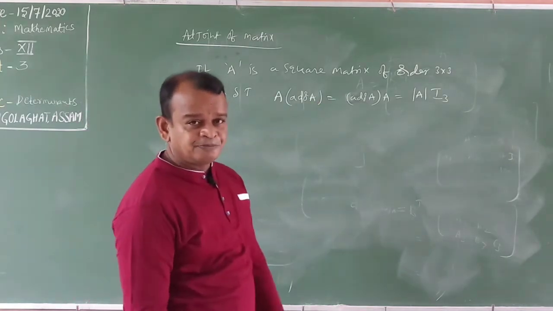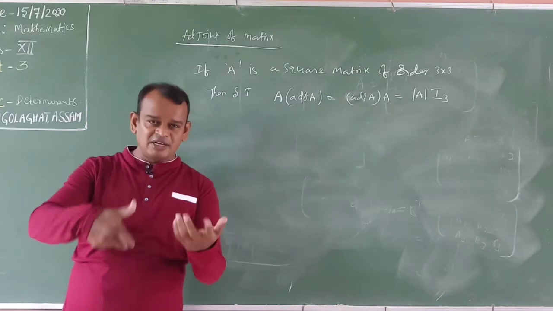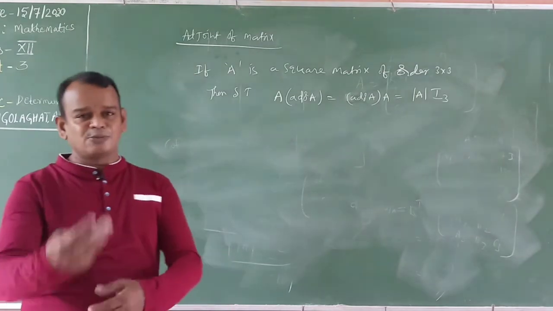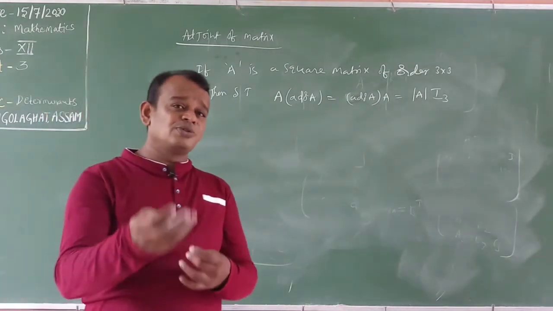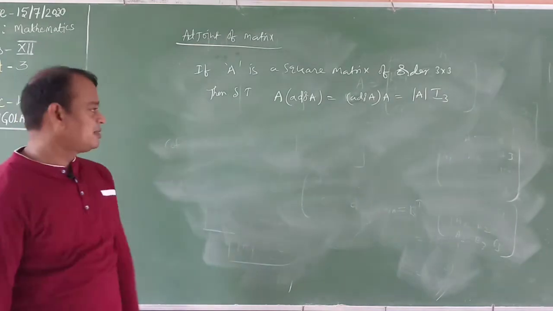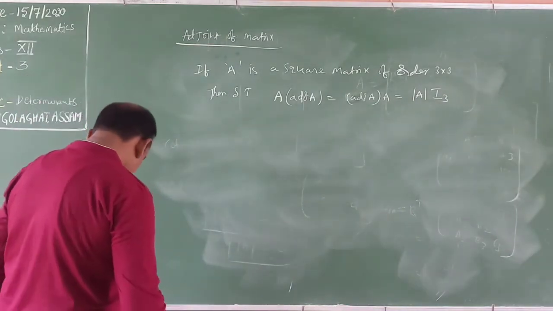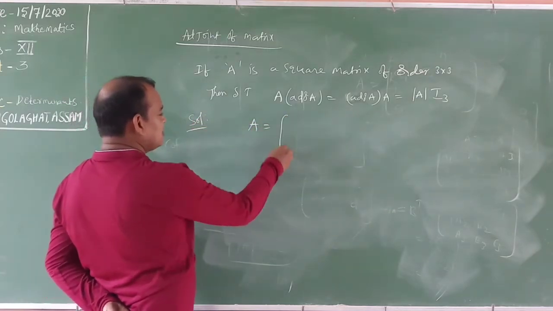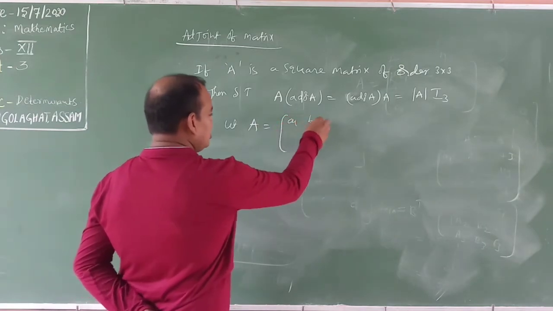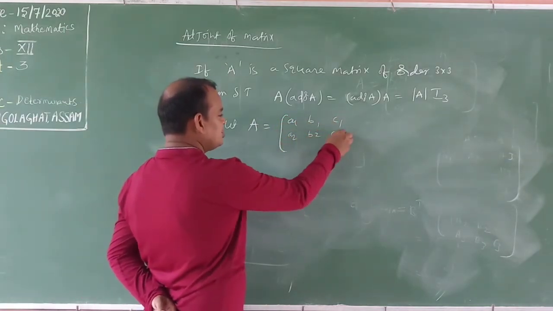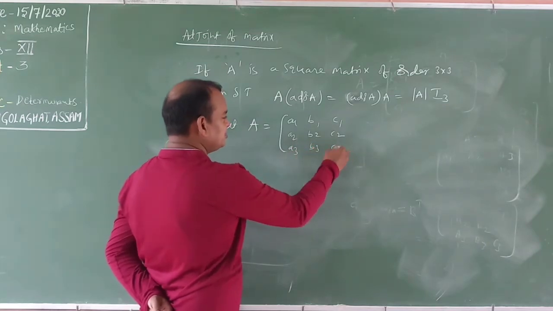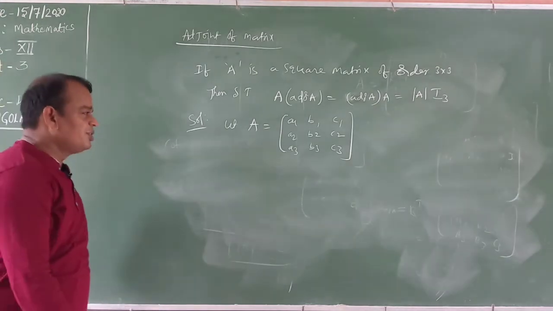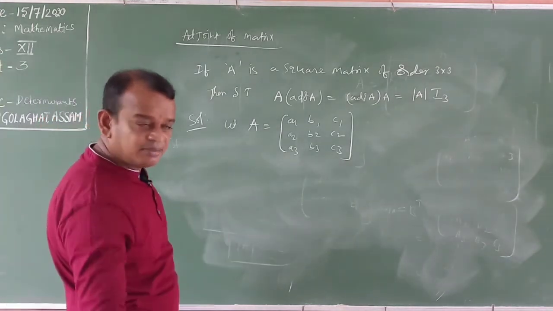I already taught that the adjoint of the matrix means first we take the given matrix, replace its elements with their corresponding cofactors, and transpose the matrix. The resulting transpose is called the adjoint of the given matrix. Now, let us consider a matrix. Let A be equal to A1, B1, C1, A2, B2, C2, A3, B3, C3. Understand?